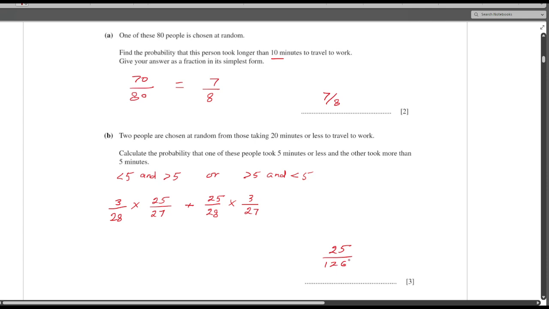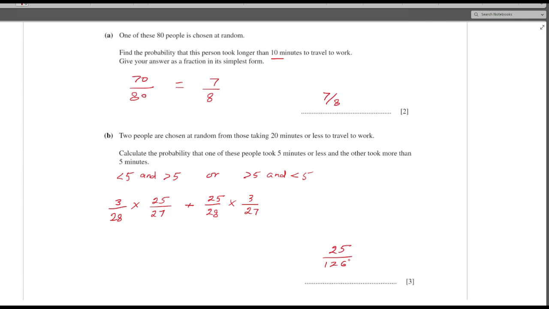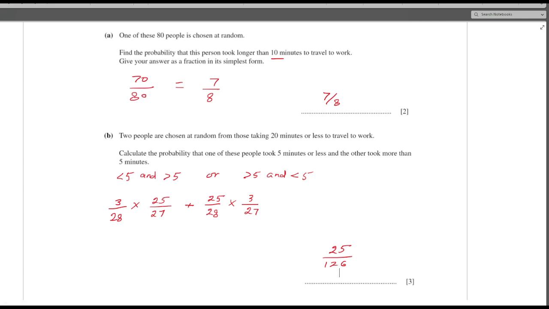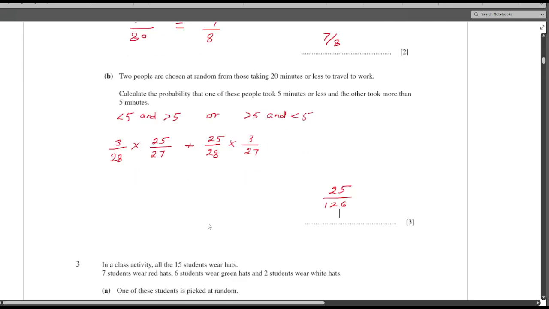So please pay attention to this second part of the question. Second part of the question. Okay. It is a conditional probability because they said that we are taking two people from those taking 20 minutes or less. Right? Okay. So now let us go to question number 3.